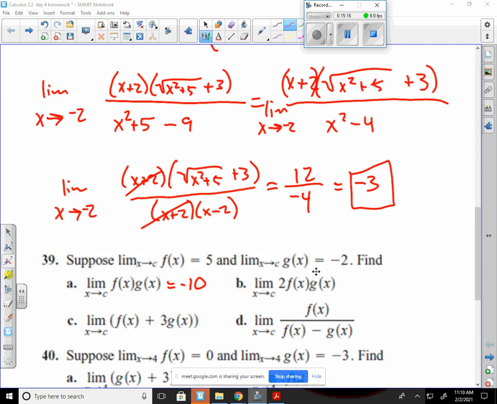Part B, it's 2 times negative 10. So that's negative 20. Part C, it's f of x, which is 5, plus 3 times negative 2, which is negative 6. That gives me negative 1. Part D is 5 over 5 minus negative 2, which is 7.